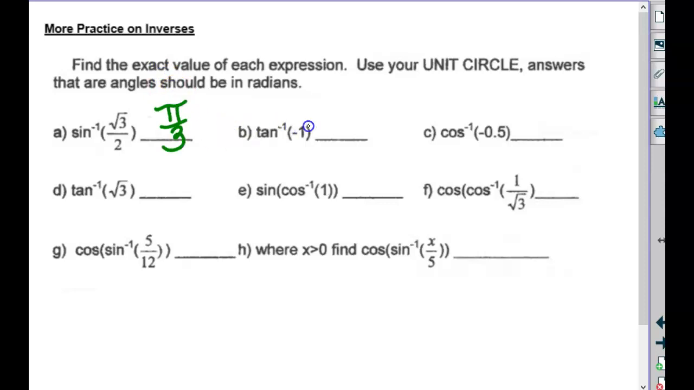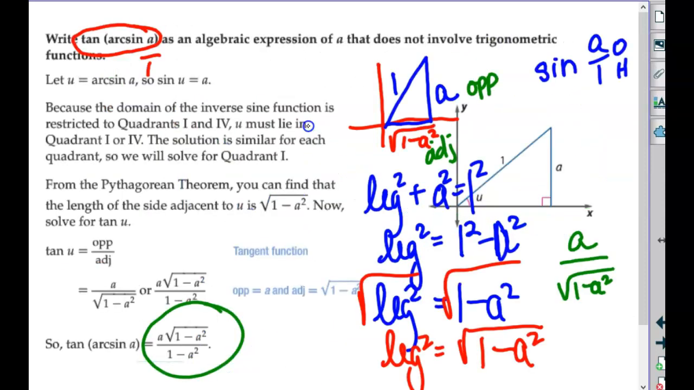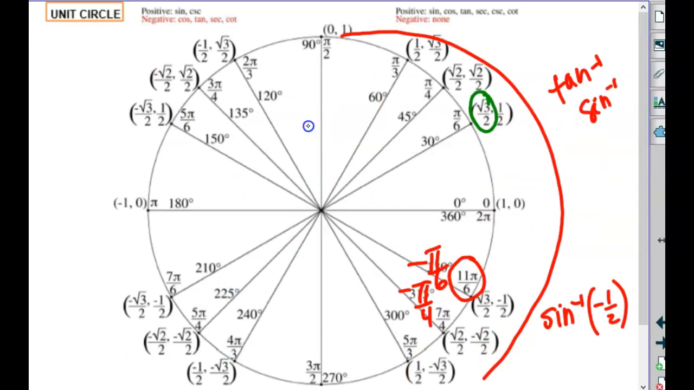How do we find the tangent of negative 1? What quadrant am I looking in? Yes, negative tan is down here. And remember, the tangent would be negative 1 over square root of 3 here, negative square root of 2 over square root of 2 here, negative square root of 3 over 1 here. So which one of those simplifies to negative 1? That one, right? Square root of 2 over square root of 2. So don't call it 7 pi over 4. You've got to call it negative pi over 4.